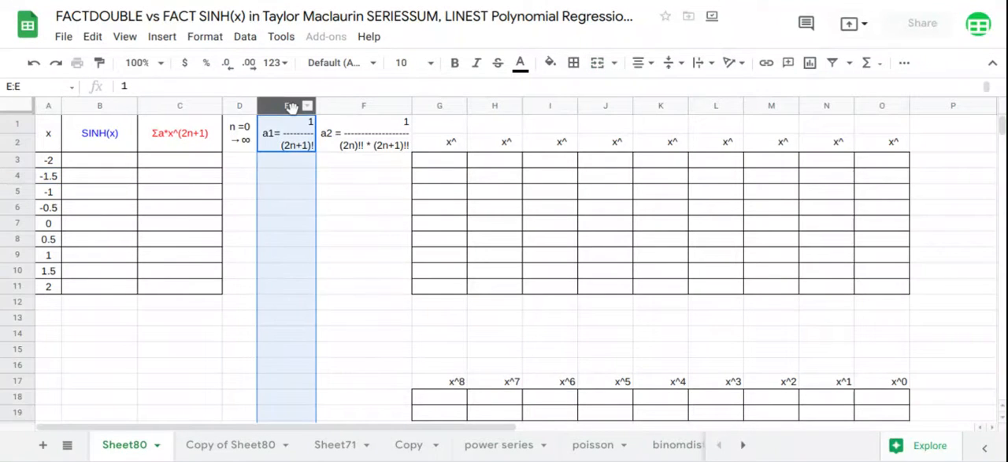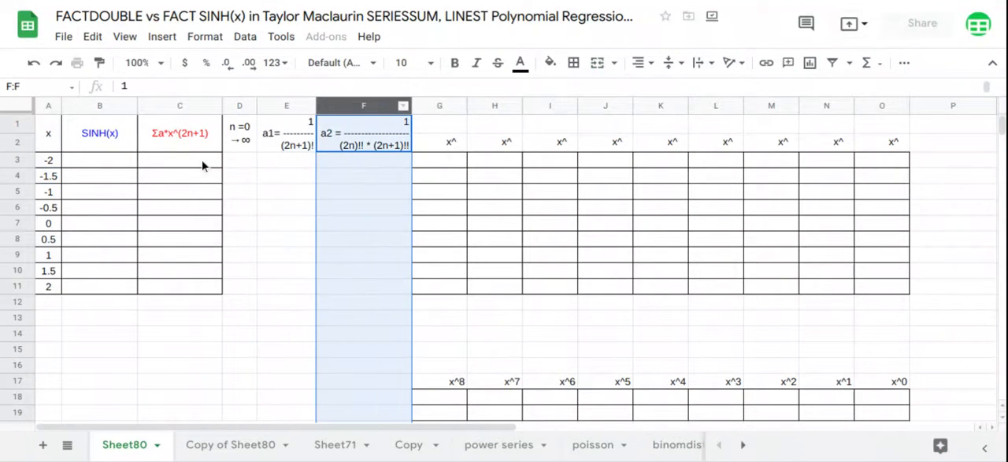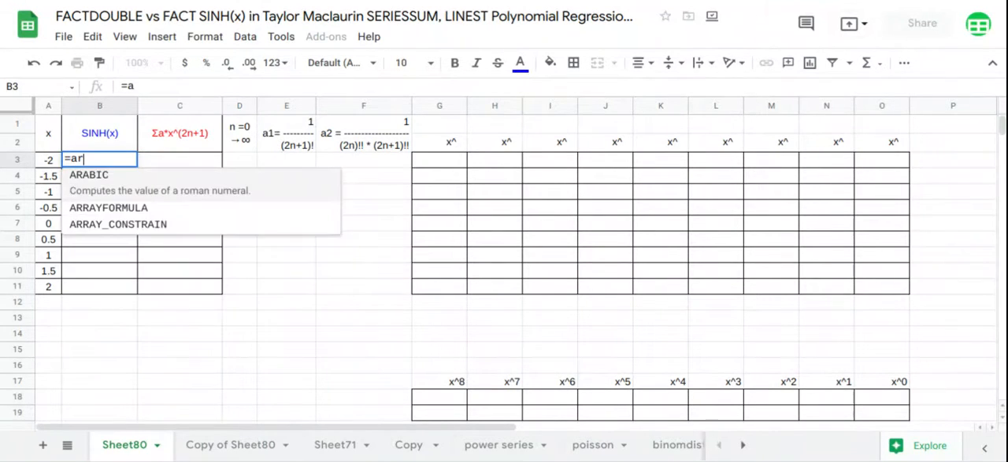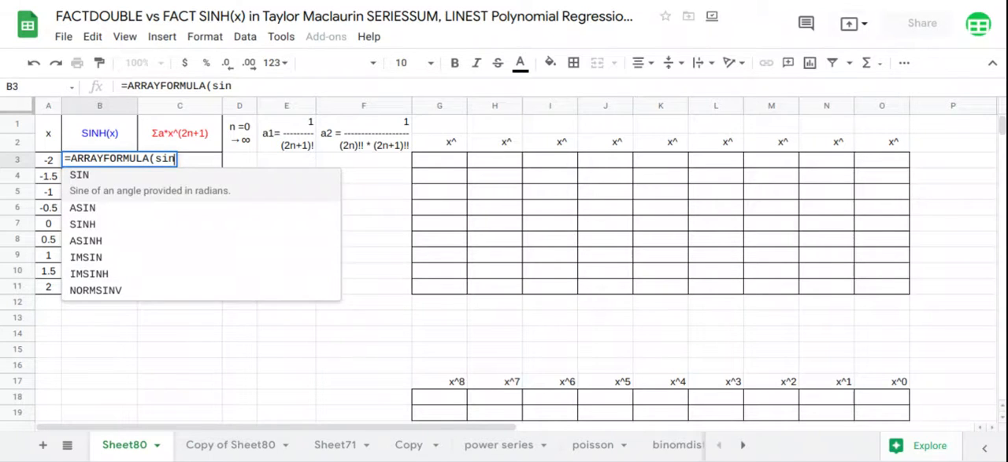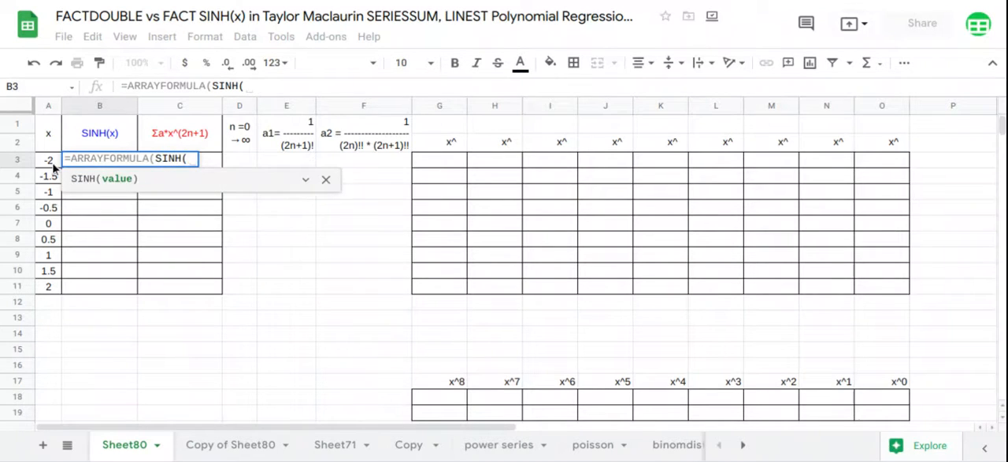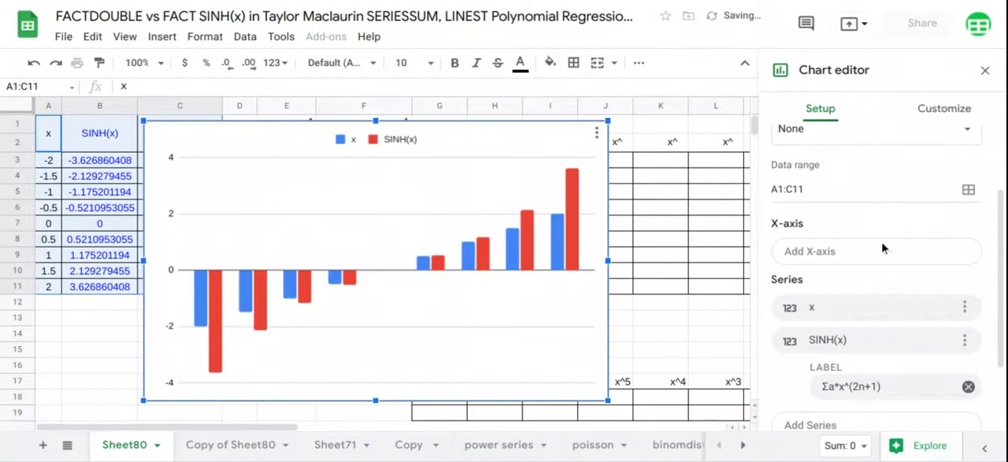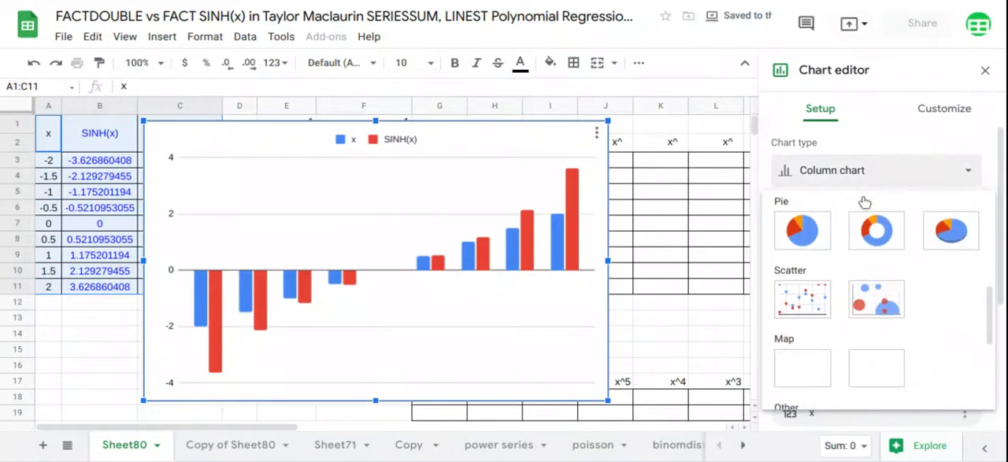In this video, we'll use factorial and double factorial to generate the Taylor-Maclaurin series sum of the hyperbolic sine. We begin with the dataset of the hyperbolic sine. Array formula, hyperbolic sine of the x values from -2 to +2. And we'll chart this. Insert chart, and we use scatter chart.